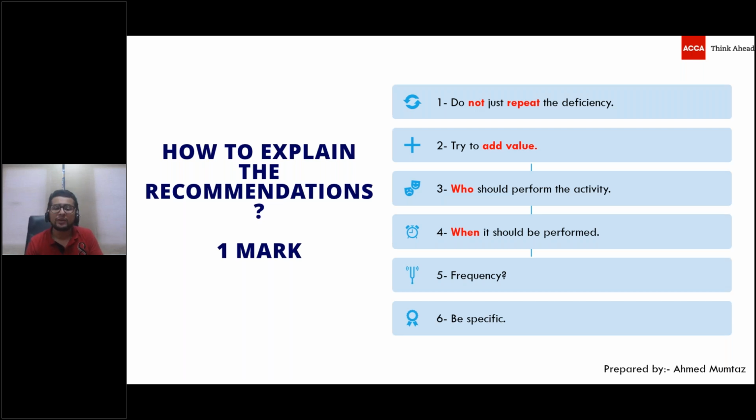You should try to add value. When the goods are received, there has to be a quality inspector who should evaluate the goods with respect to quality. And this activity should be performed on a daily or on a regular basis, at least on a sample basis. Now you will get 1 mark. So do not just repeat the deficiency. Is this clear? How to write or how to explain the recommendation? Is this clear?